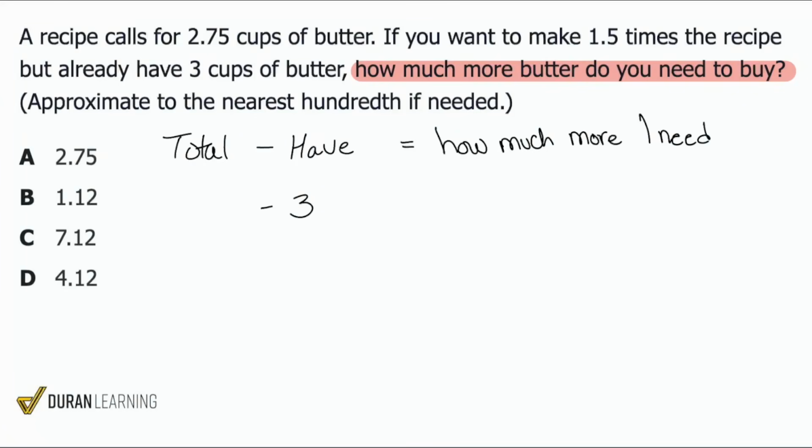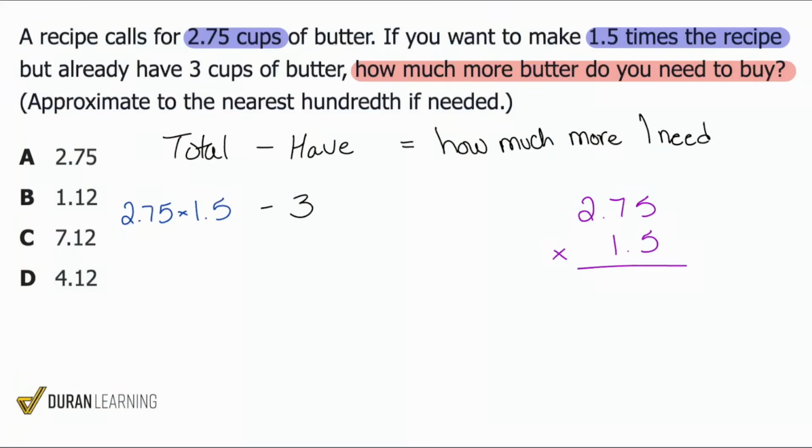And the hint is really right here. The recipe calls for 2.75 cups of butter, and we want to make 1.5 times the recipe. So to get the total, we'll take 2.75 and we multiply by 1.5. If you don't like working with decimals, this is very likely where you might have gotten stuck. But as a reminder, everyone, decimals are just like numbers, just like integers, just like fractions. They have their own way of dealing with them. And as long as you practice that, you'll be fine. So here we go. 2.75 multiplied by 1.5.